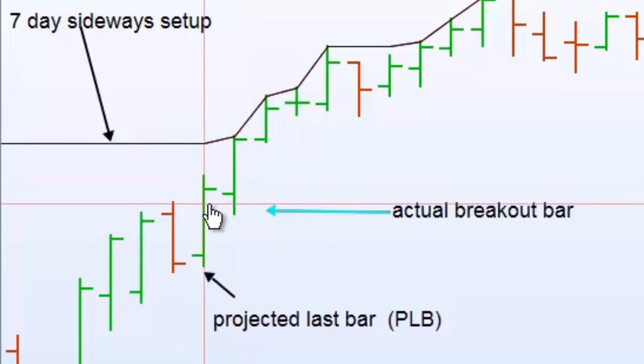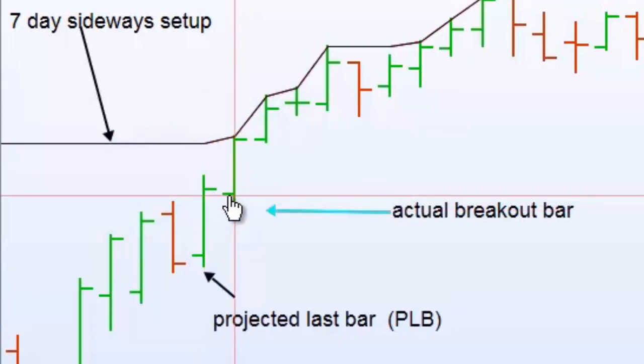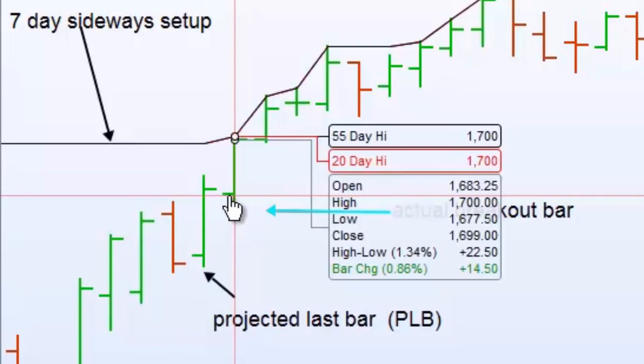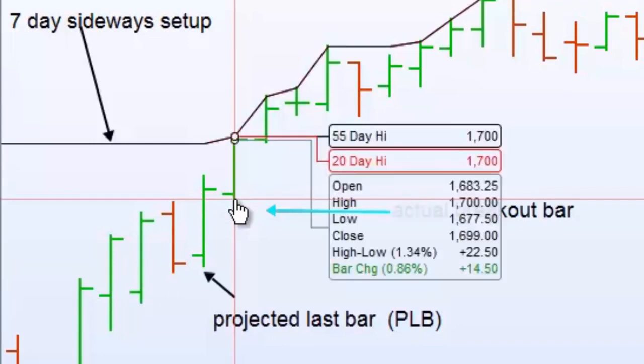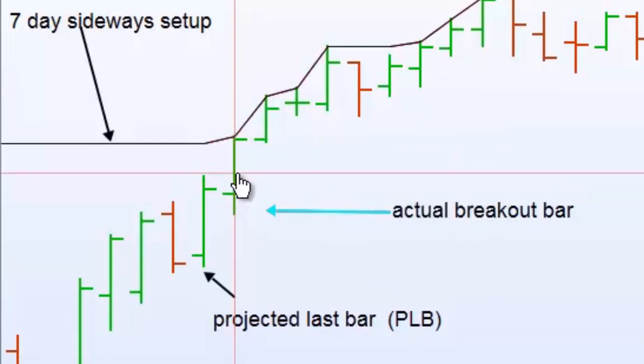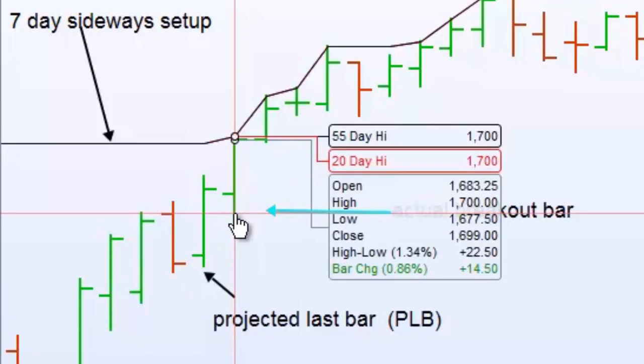We said yesterday that as of that day the high was 1698. Notice here the high of this day is 1700. So taking the cushion into account, we would have been long on this day. We would have gotten long on this day. And then at the end of the day, we adjust our stop to the low of this day, because this is the actual breakout bar or the last bar. Okay? I'll talk about how to adjust this stop in a moment.